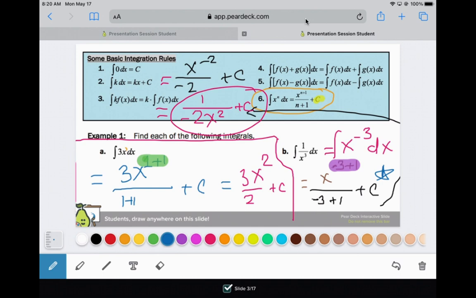The derivative, we are not taking derivative. So are we taking the derivative at the end? No, for this one we're going backward. We go anti-derivative, so we're going backward to the original function. That's why we do the plus C, because I don't know if the function has a constant or not.